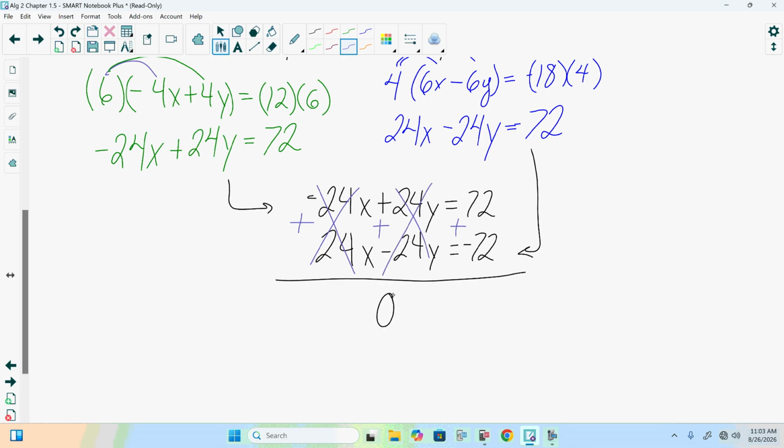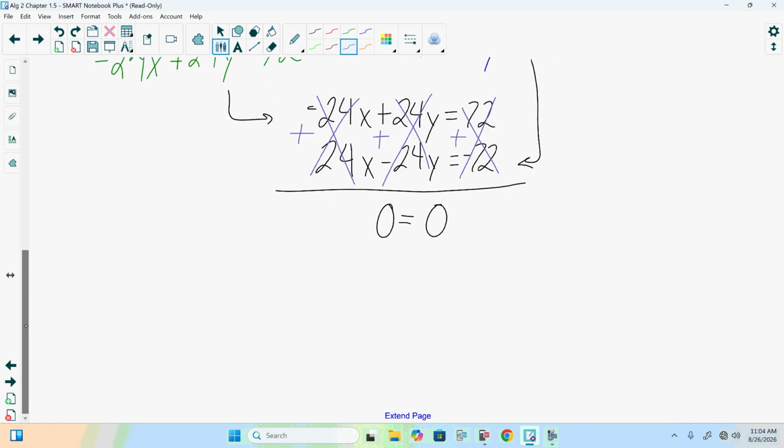Now, the problem we had before this also got that 0, yes? And that was no solution. However, before we say that, let's see what the other side is. 72 plus negative 72, that is also 0. Is 0 equal to 0? That's a true statement. If we get all the way to the end and we get the true statement, or one of the other two is, it is infinitely many.